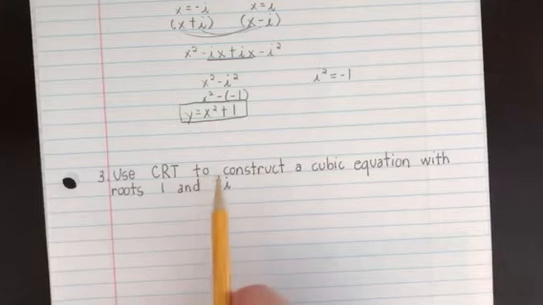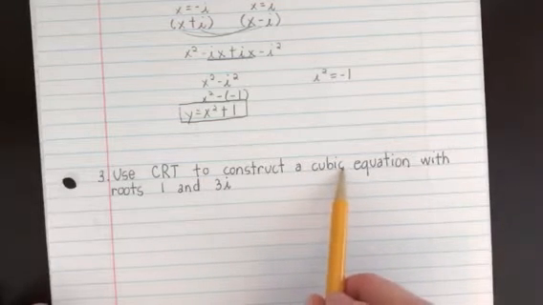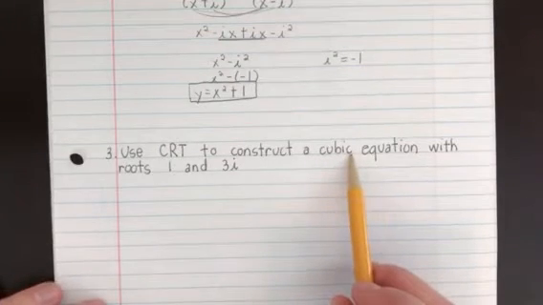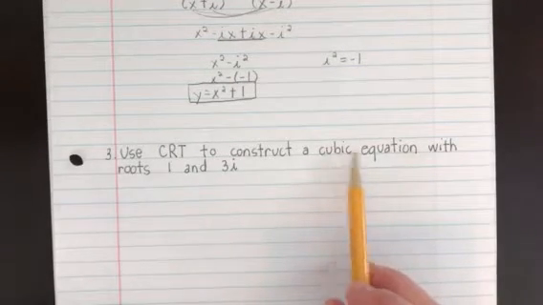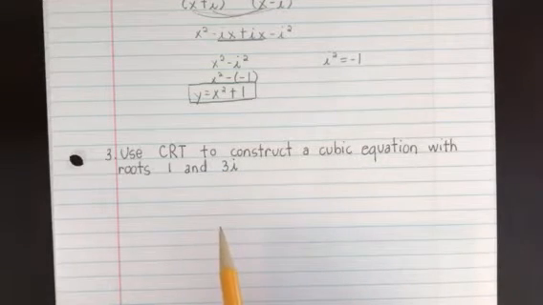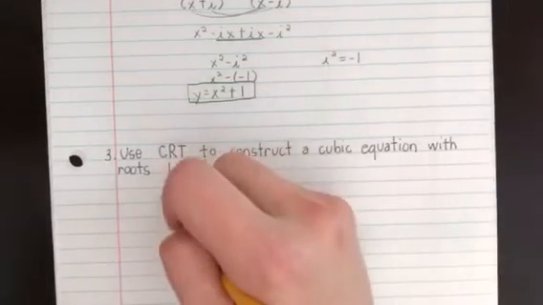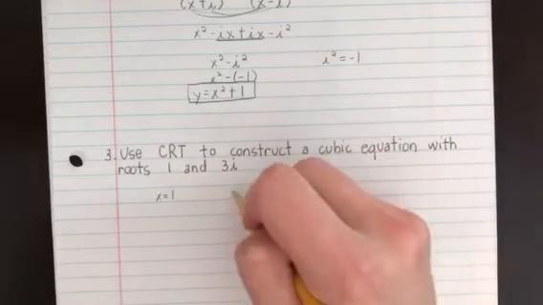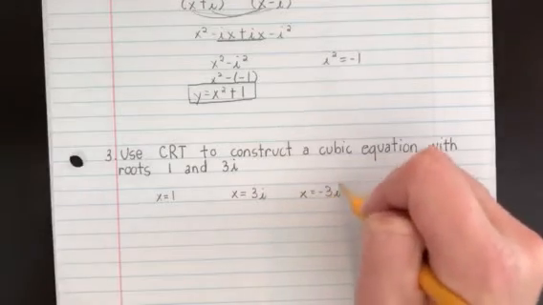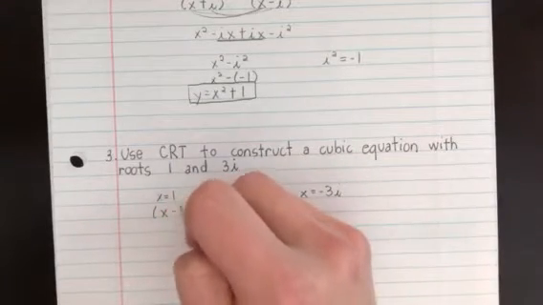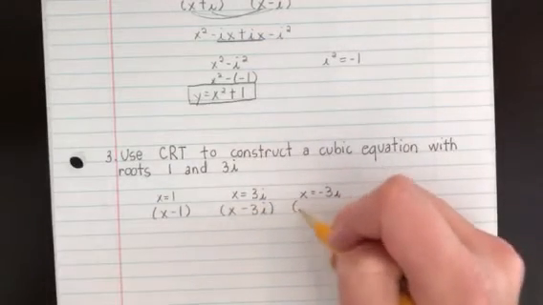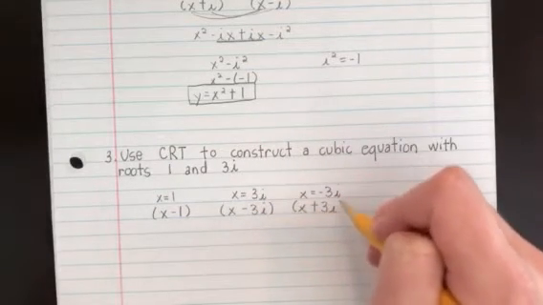Now let's do another one. Use conjugate root theorem to construct a cubic equation with roots 1 and 3i. Cubic means third degree. There should be 3 roots, and there are: 1, 3i, but if 3i is a root, what else has to be a root? Well, -3i. So we're going to write x equals 1, x equals 3i, x equals -3i. So this is going to be x minus 1, this is going to be x minus 3i, and this is going to be x plus 3i.